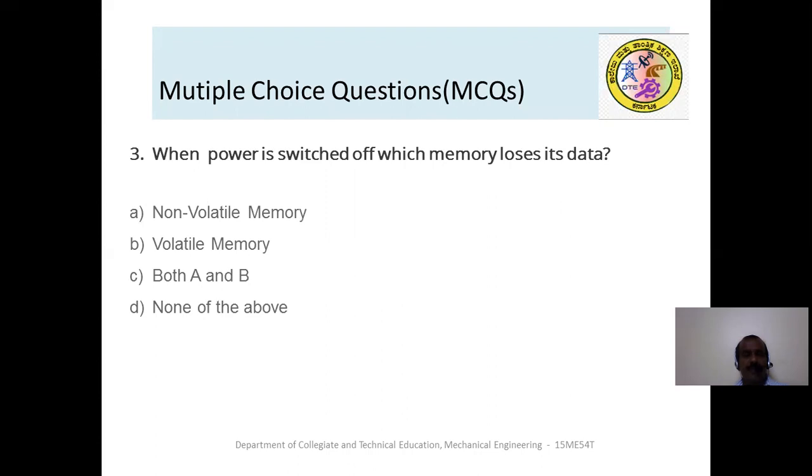When power is switched off, which memory loses its data? A. Non-volatile memory. B. Volatile memory. C. Both A and B. D. None of the above. The answer is B. Volatile memory.